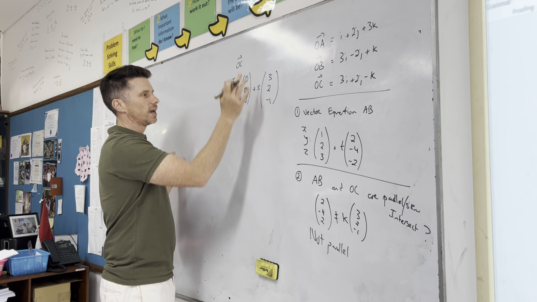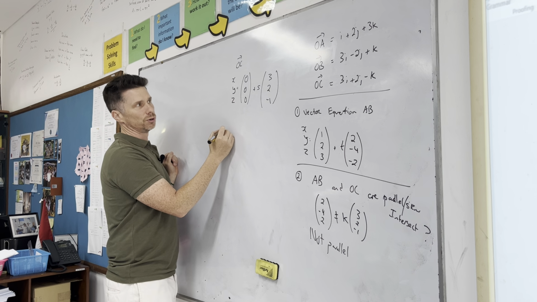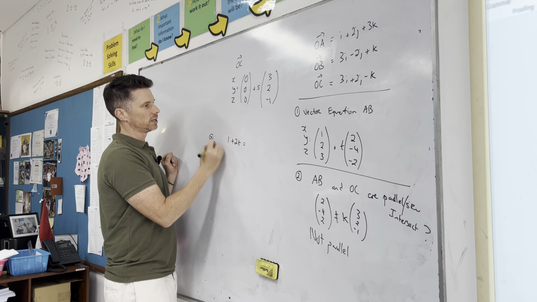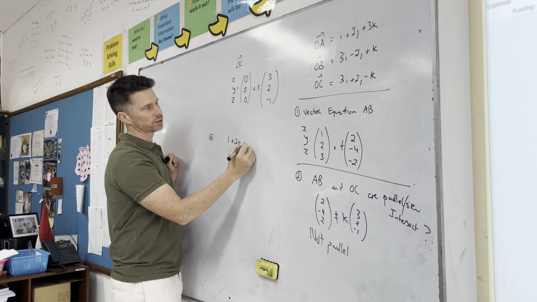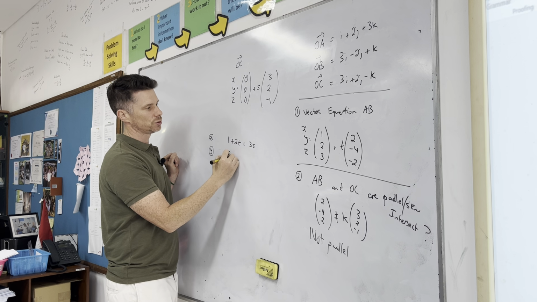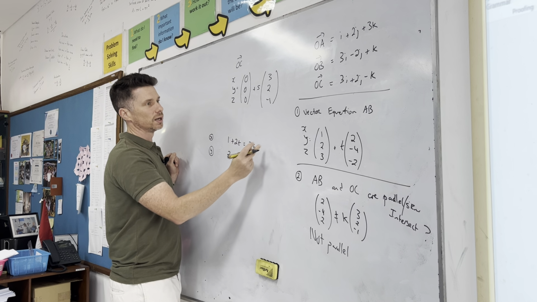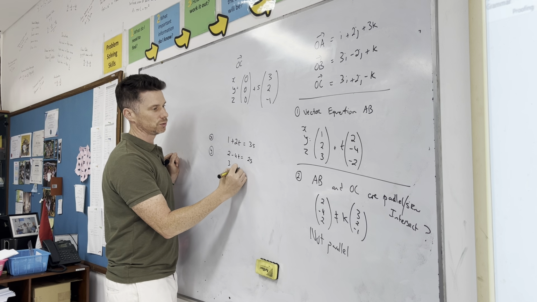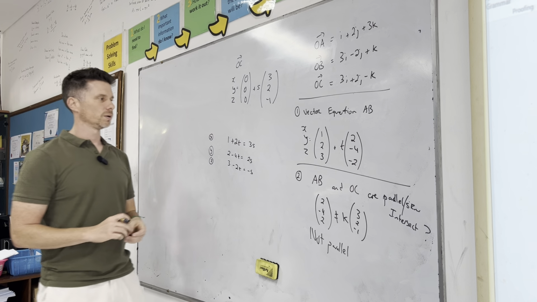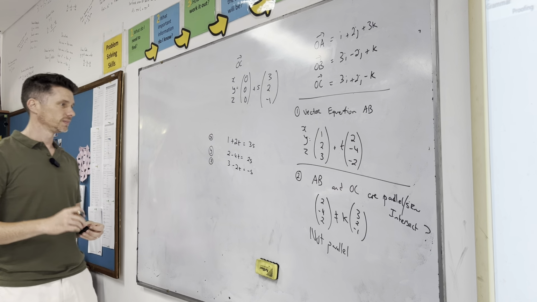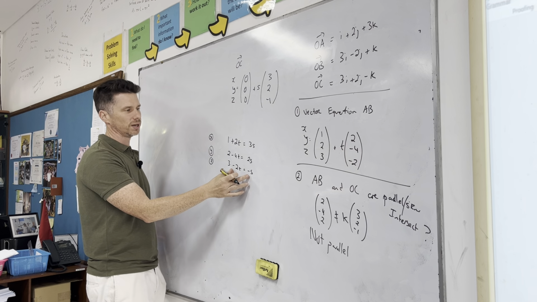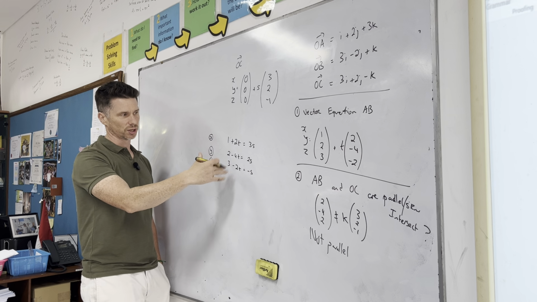So let's let the X bits equal each other. 1 plus 2t, so this is the X's, equals 0 plus 3s, so just 3s. The Y coordinates, 2 minus 4t is equal to 2s, and the z coordinates, 3 minus 2t, is equal to minus s. Okay, so I have to do some solving here. We've got 3 equations to work with. I'm going to rearrange one or try to solve this one.